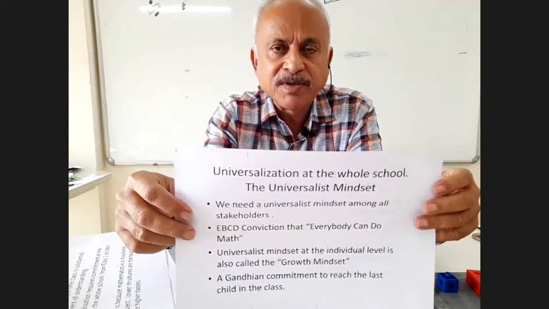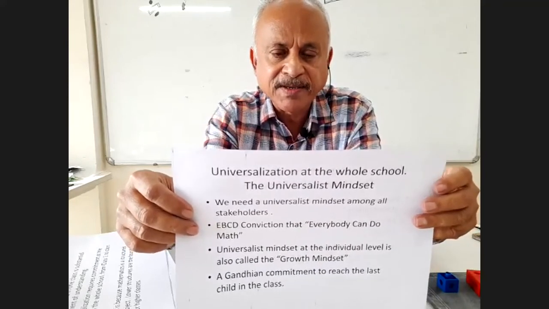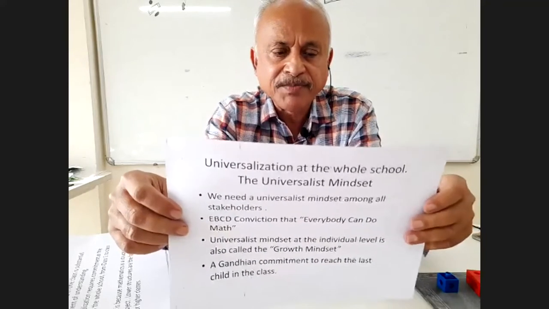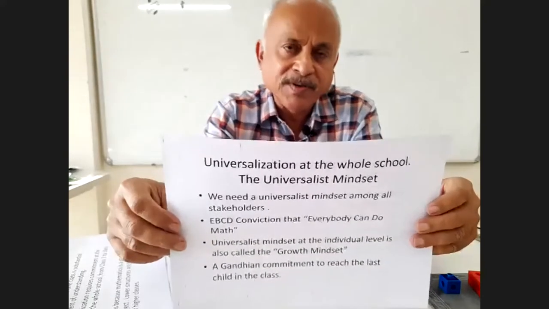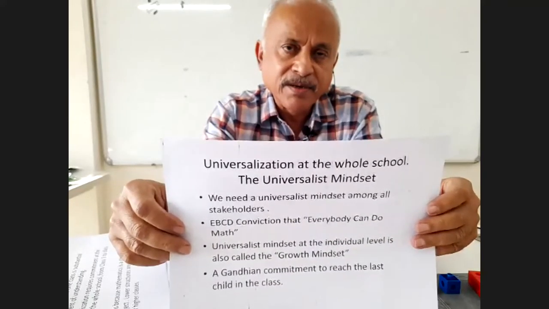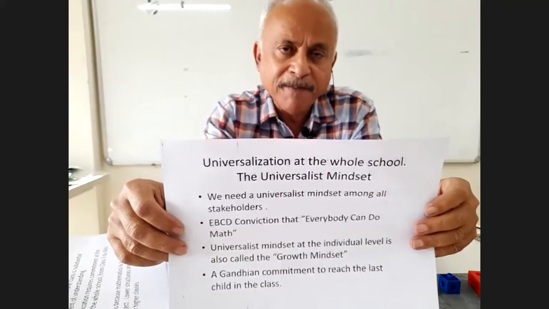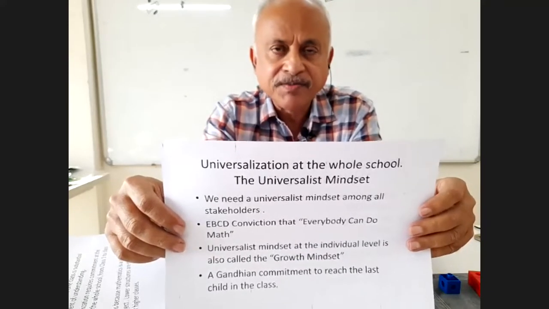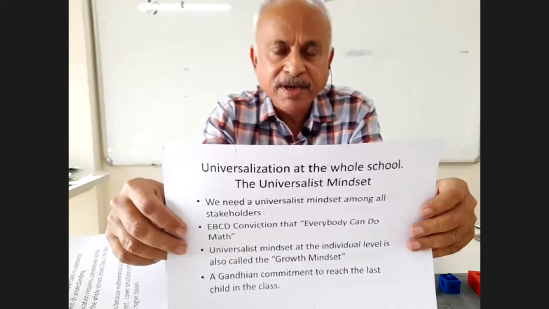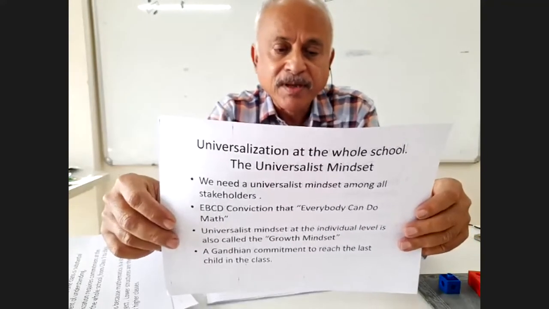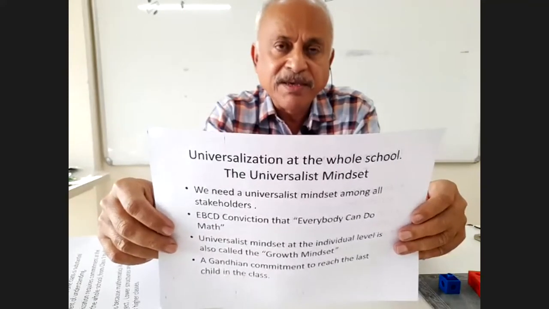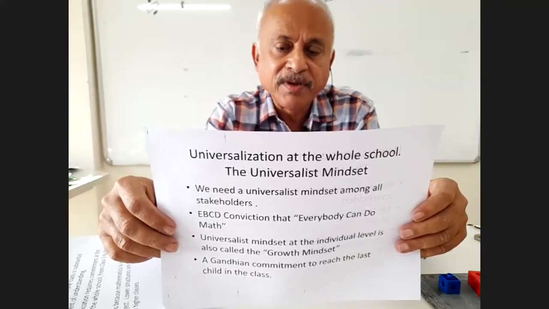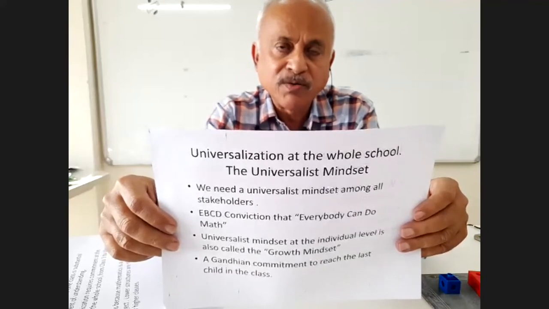To achieve universalization at the whole school level, we need a mindset which is different from the exclusivist mindset. Let me call it the universalist mindset. And all the stakeholders should acquire this mindset. And who are these? The school management, the teachers, and the students themselves. There should be the EBCD conviction. EBCD standing for everybody can do math.